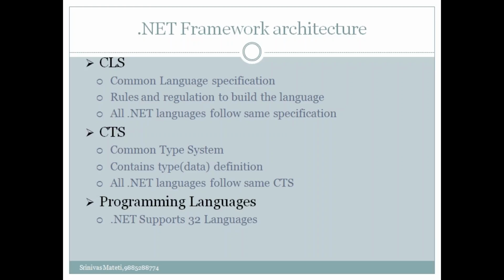In .NET we have more than 32 languages, but all of them follow a common specification. That means an if condition in VB.NET will be the same as an if condition in C#.NET. All the programming languages follow the same specification, and that's why we are able to achieve language interoperability. CTS is the common type system. All the data types and object types are defined in the common type system, so all the .NET languages follow the same specification. That means an integer in VB.NET is equivalent to an integer in C#.NET.